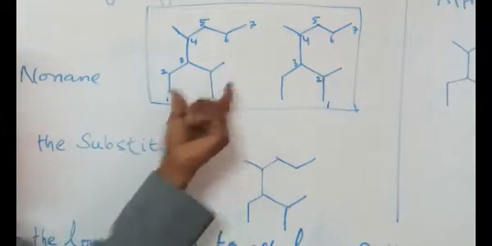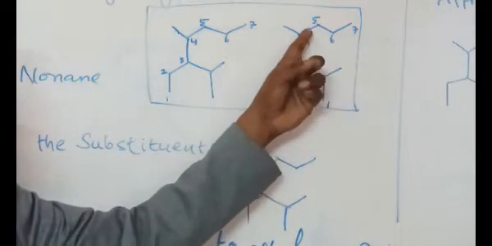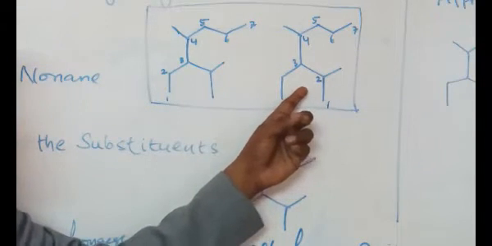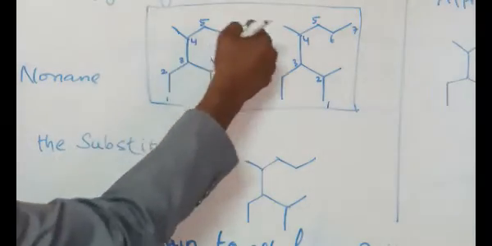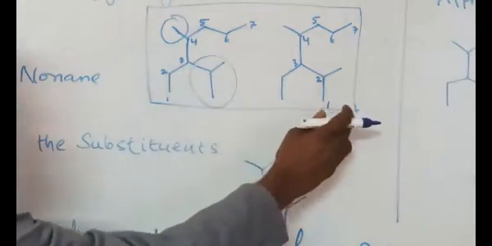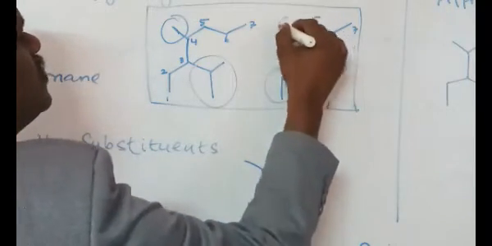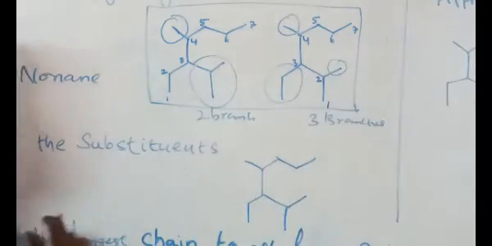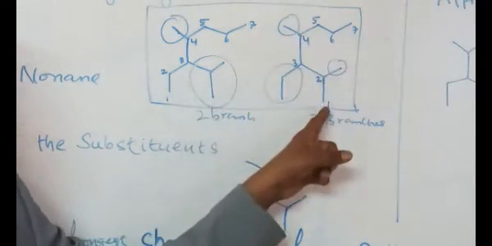Now, which one should we choose? The rule comes here: among the longest chains, we choose the one having the maximum substituents, that means branching. In this system there is one branch and another branch. In the other numbering pattern, there is one branch, another branch and another branch. Here I have 2 branches and here I have 3 branches. So we should choose this system, which has the maximum branching, as the parent chain.